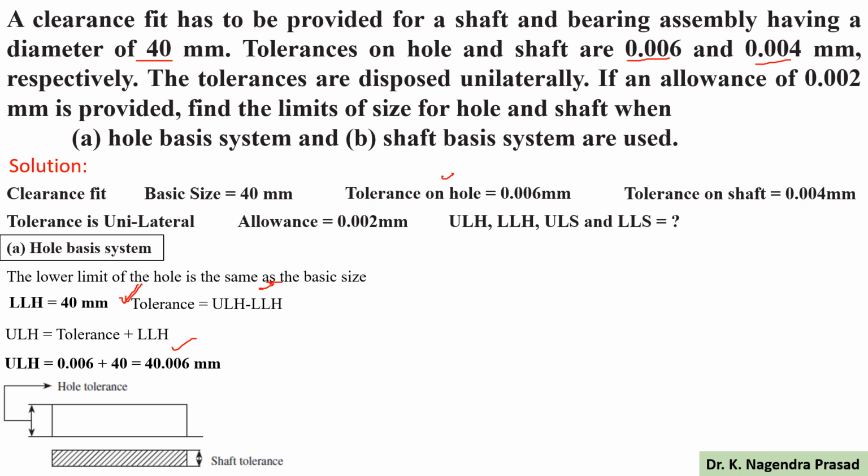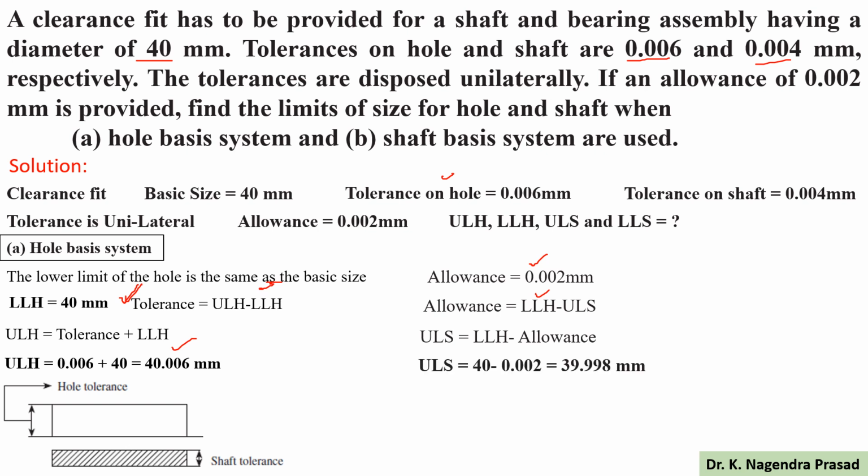Next we determine the sizes of the shaft. For this I have to use the allowance. In the data the allowance value is 0.002 and we know the allowance equals the lower limit of the hole minus upper limit of the shaft. So we know the allowance value and also the lower limit of the hole. Then upper limit of the shaft will become the lower limit of the hole minus allowance, which is 40 minus 0.002, that is 39.998 mm.